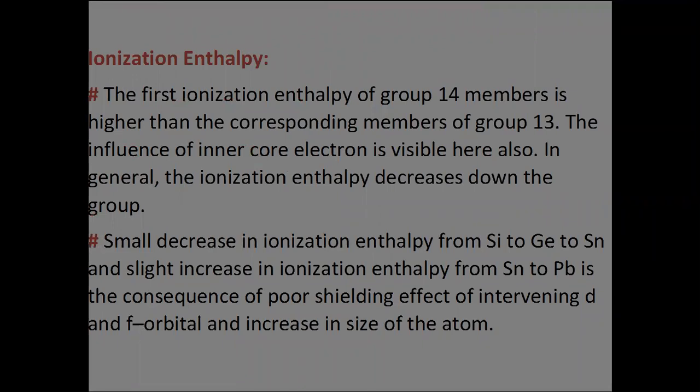Ionization enthalpy. The first ionization enthalpy of group 14 members is higher than the corresponding members of group 13. The influence of inner core electrons is visible here also. In general, the ionization enthalpy decreases down the group. The small decrease in ionization enthalpy from silicon to germanium to tin, and slight increase from tin to lead, is the consequence of poor shielding effect of intervening d and f orbitals and increase in the size of the atom.